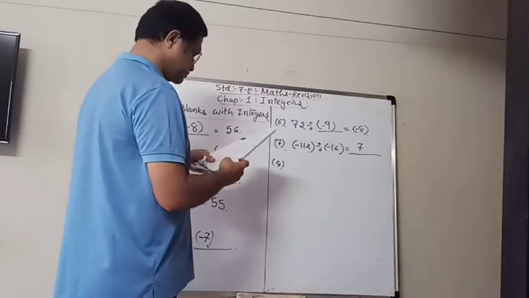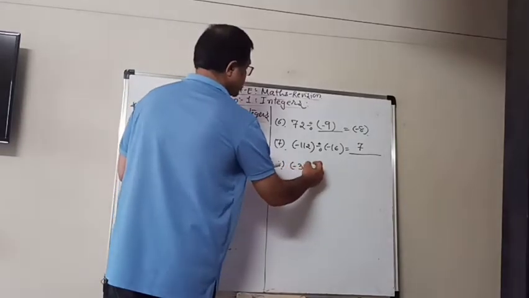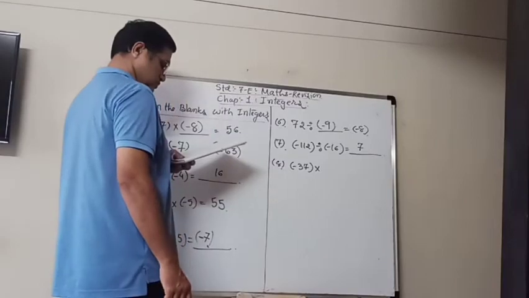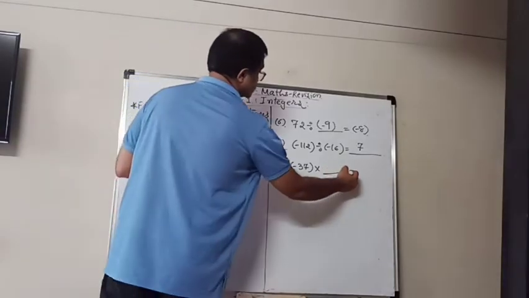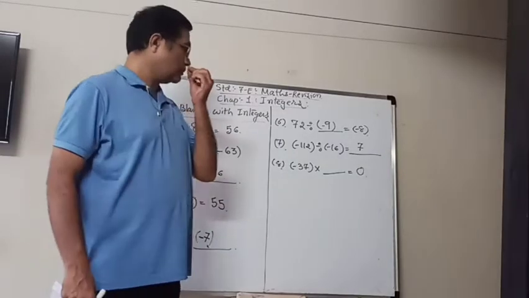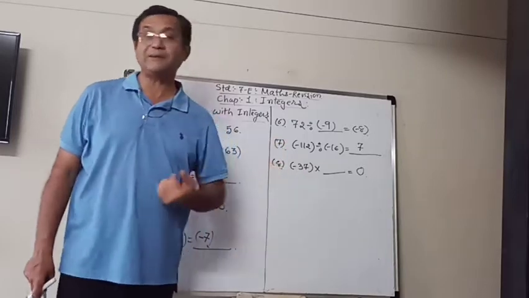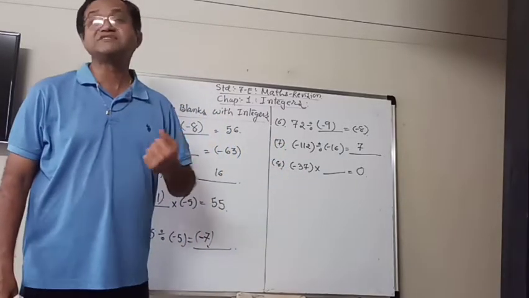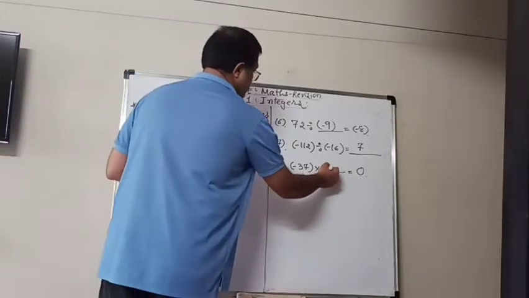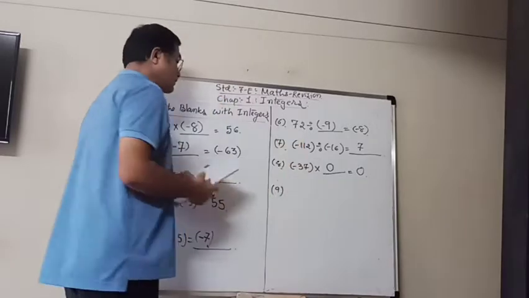Eighth blank. Minus 37 multiplied by blank is equal to 0. Now, what number should be multiplied with it to get 0? Obviously 0. So minus 37 multiplied by 0 will be 0.